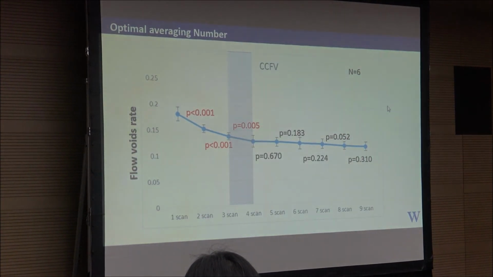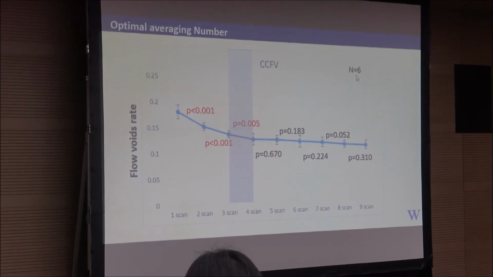So the obvious question is how many repeats you want to do for the average. We tested this on 6 normal subjects, and for each subject we scanned 10 times. It turns out that the optimal average number is about 3 to 4. So basically, if you do 3 repeats and average, it will give you good enough results. More than 3 or 4 repeats does not do any better.